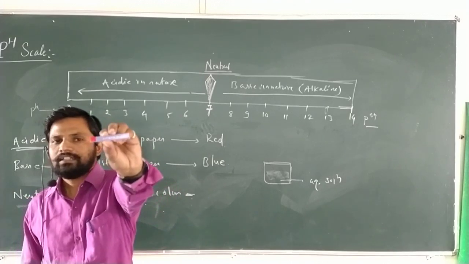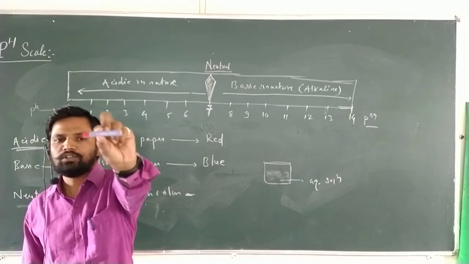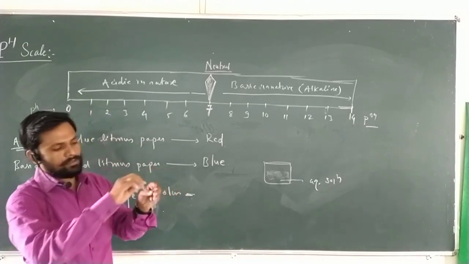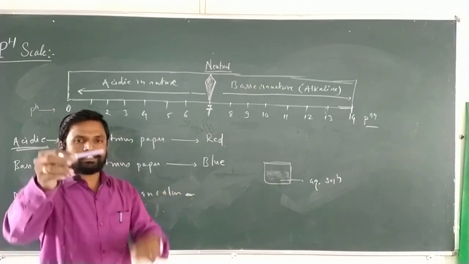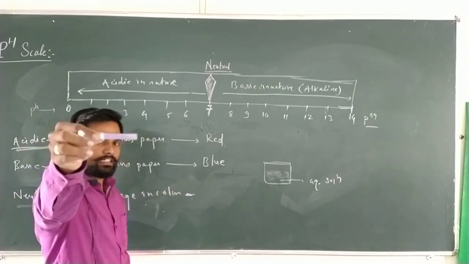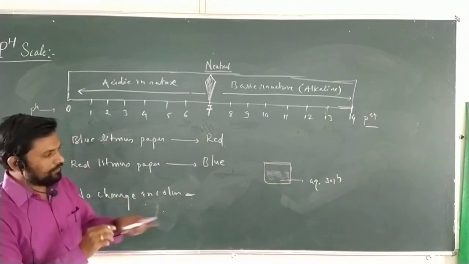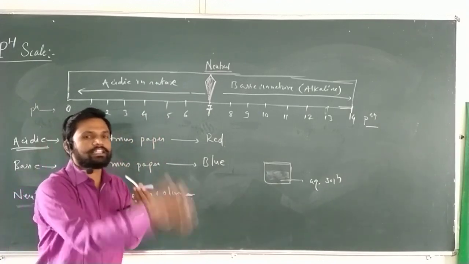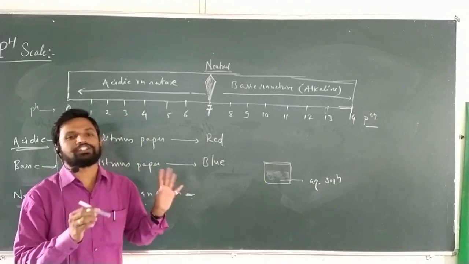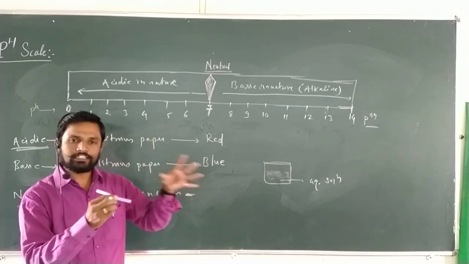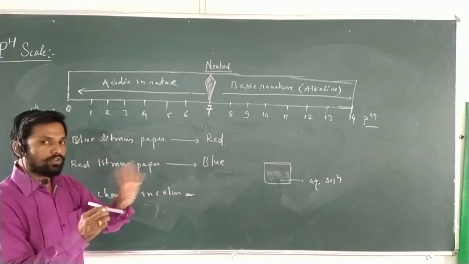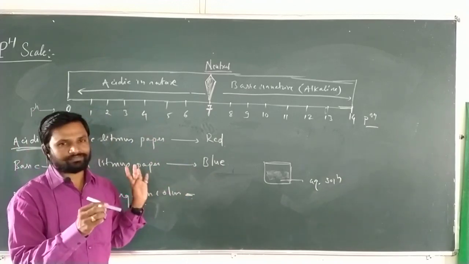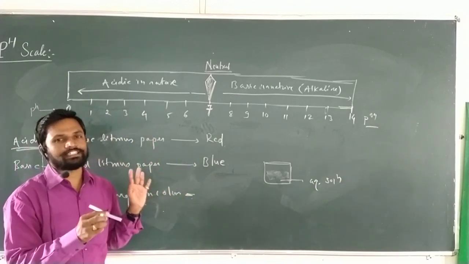I hope you already worked on this. This is a blue litmus paper, blue in color. If I put some drops of this aqueous solution on the blue litmus paper and it turns red, we can say that it is acidic in nature. How much acidic we don't know, just that it is acidic in nature.